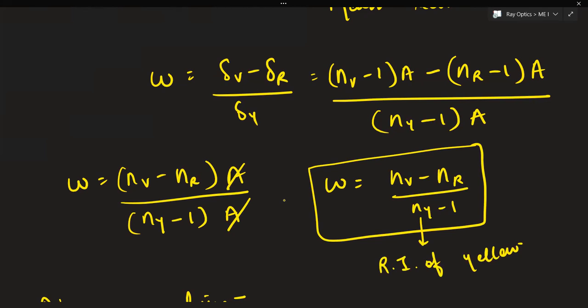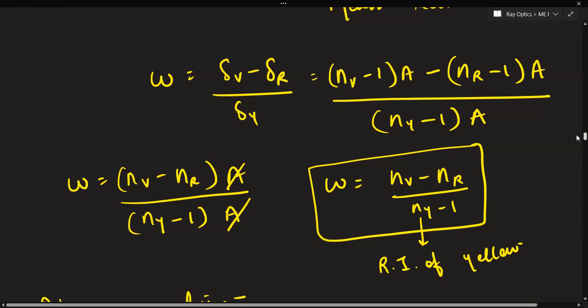This is the phenomenon of dispersion, dispersive power, dispersive medium, non-dispersive medium, and Cauchy's formula. All are related to each other. This is just one single topic.